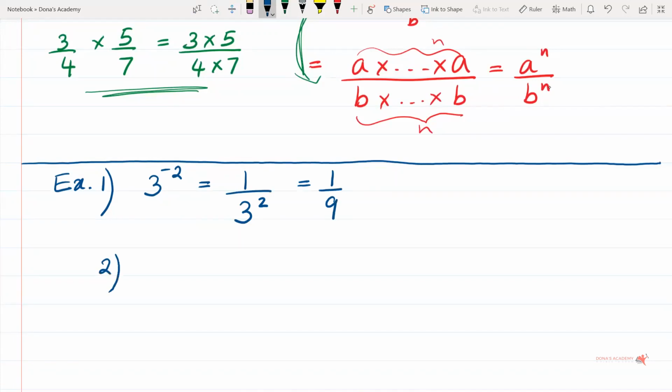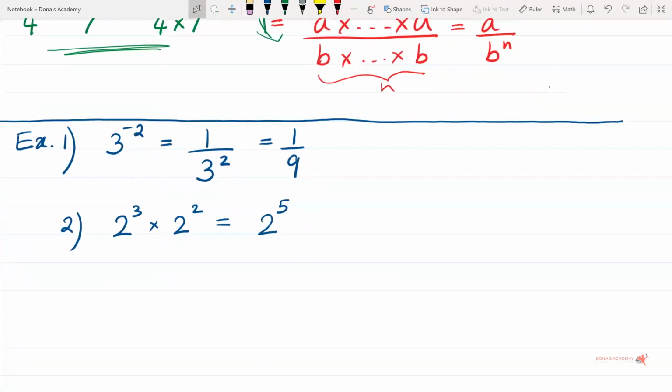Second one, let's take same base, different powers, multiplication. 2 to the power 3 times 2 to the power 2. So this is same as 2 to the power 5. Addition, right? Not the multiplication. We have to add these two powers. So 2 to the power 5 is 32.